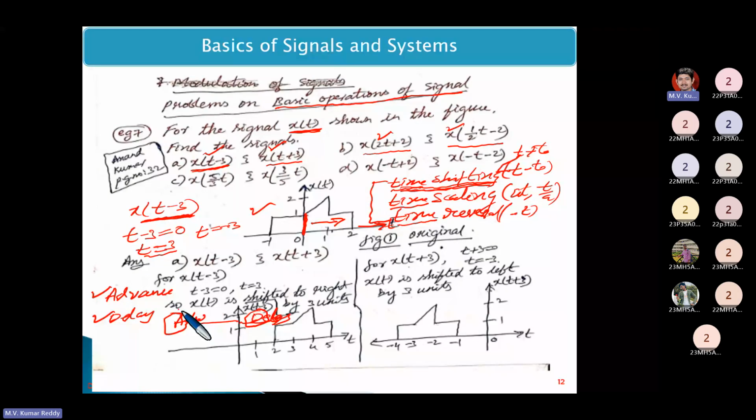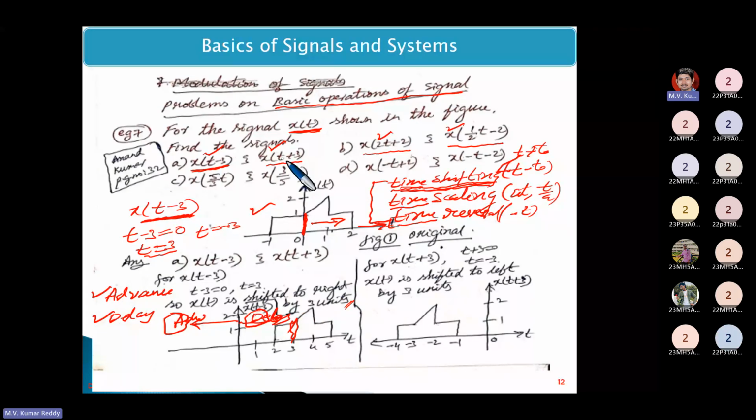What is written here? x of t is shifted to the right side by 3 units. Here we can write a comma, time shifting delay is applied, delayed by 3 units. This is the waveform. Next, x of t plus 3.